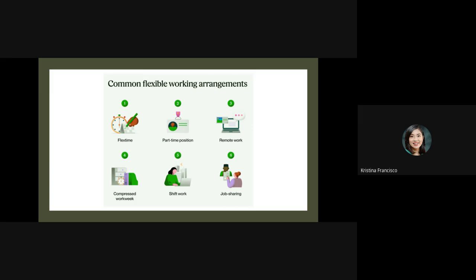We have remote work. Employees choose their work location, providing greater flexibility. For a compressed work week, employees work the same full-time hours in fewer days, offering extra time off. For example, instead of you working Monday to Friday, you don't go in on Monday but you work Tuesday until Saturday. Shift work, employees work in rotation to cover 24/7 operations, common in industries like healthcare and manufacturing.